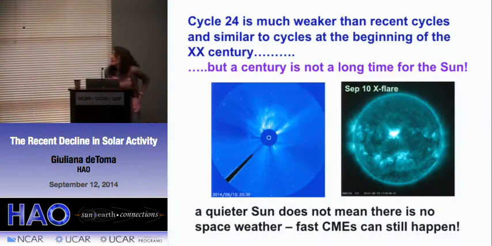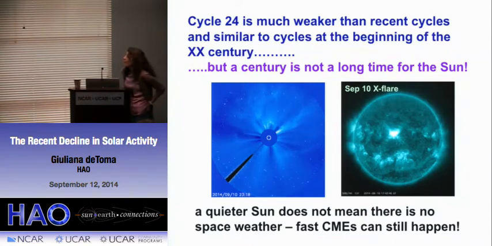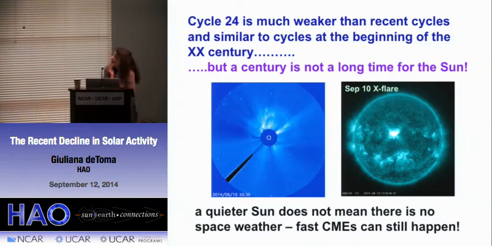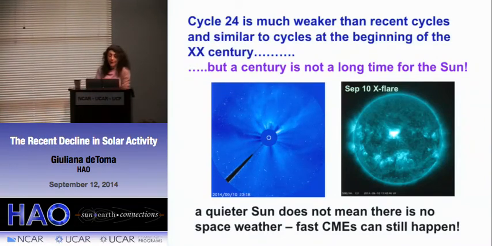So cycle 24, it's not really so unusual. It looks very much like one of the cycles at the beginning of the 20th century, but the fact that the sun is quieter doesn't mean that our space weather is gone. We still have, and we can have, some activity in the space weather. So this is all I have to say for now.